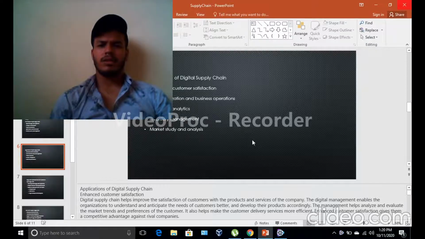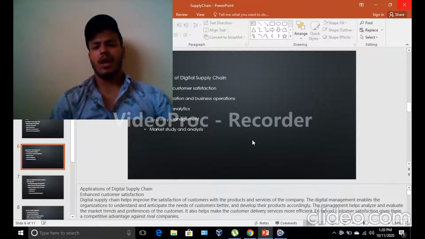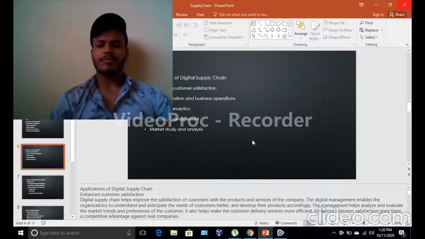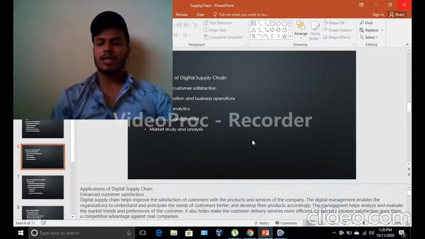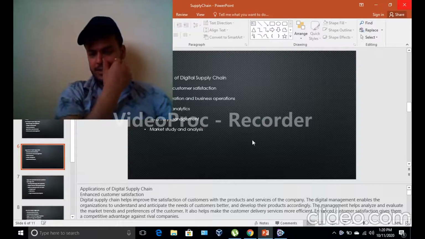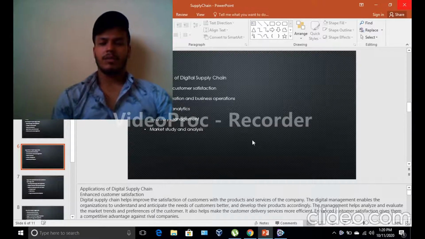Talking about the applications of digital supply chain. The applications of digital supply chain always improve the satisfaction of customers with the products and services of their corresponding companies. Similarly, digital management enables the organizations to understand and anticipate the needs of the customers, and they develop their products according to their needs and requirements. The management always helps to analyze and evaluate the market trends. They are always up to date with the market trends and preferences of the customers.